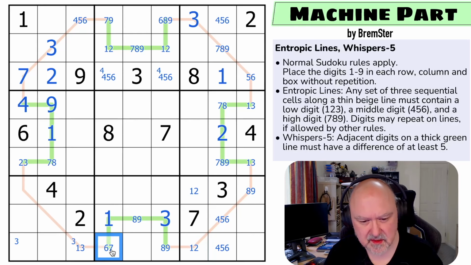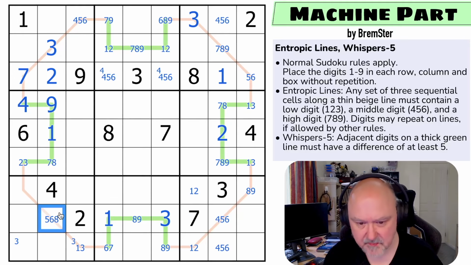But this is, no, actually, I don't know whether that is middle or high. I've got all the others. Okay, this can't be low. If it's middle, it can't be 4. It would be 5, 6. If it's high, it can't be 7 or 9. It'd be 8.